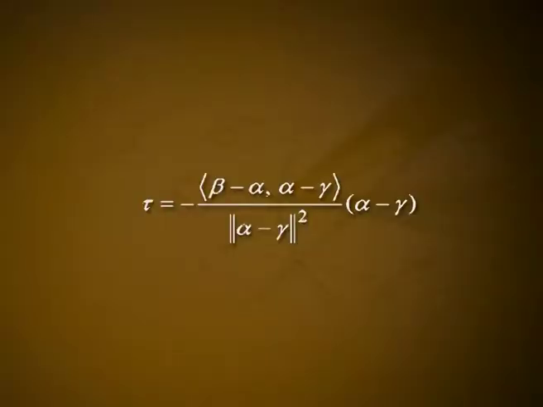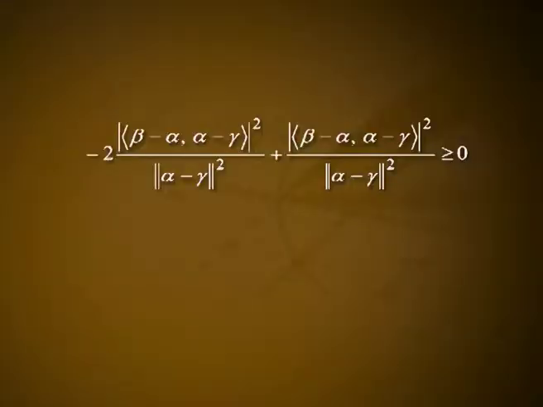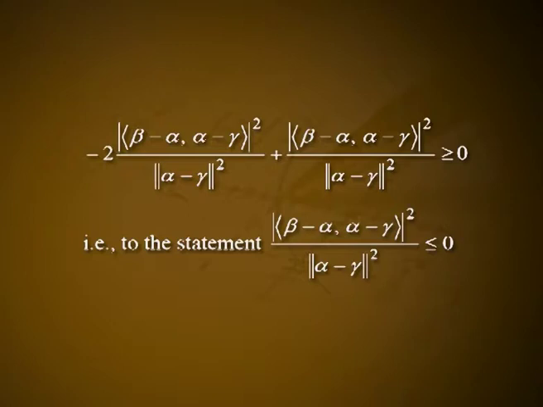In particular, if gamma belongs to W and gamma is not equal to alpha, we may take tau equal to minus the inner product of beta minus alpha, alpha minus gamma, divided by the norm of alpha minus gamma squared, times alpha minus gamma. Then the inequality reduces to the statement: minus 2 times the modulus of the inner product of beta minus alpha, alpha minus gamma squared, over the norm of alpha minus gamma squared, plus the modulus of the inner product of beta minus alpha, alpha minus gamma squared, over the norm of alpha minus gamma squared, is greater than or equal to 0. That is, the modulus of the inner product of beta minus alpha, alpha minus gamma squared, over the norm of alpha minus gamma squared, is less than or equal to 0.